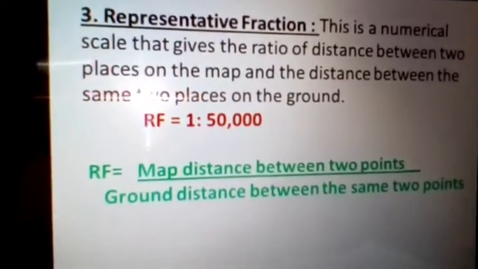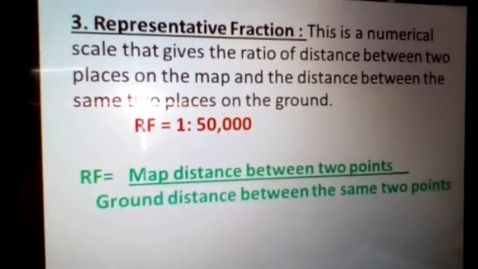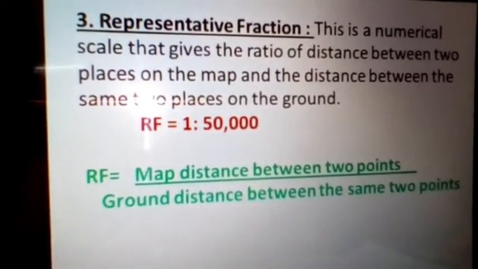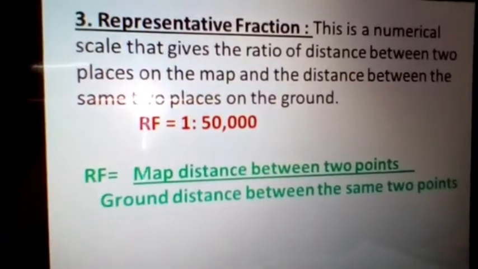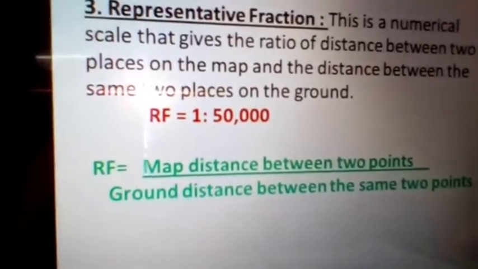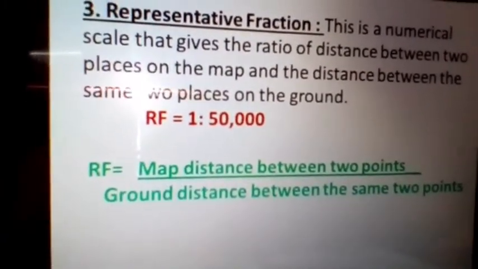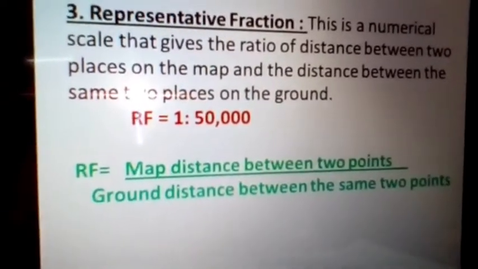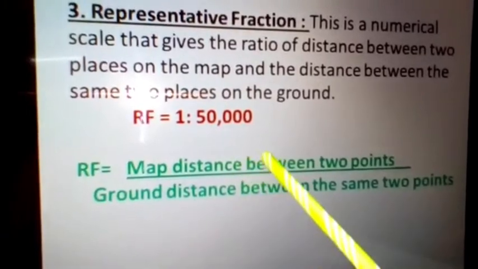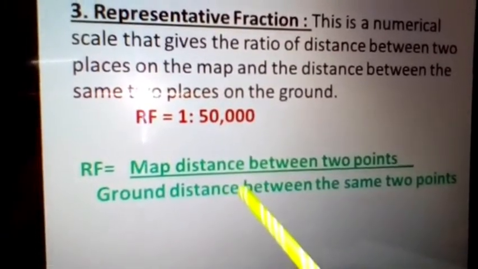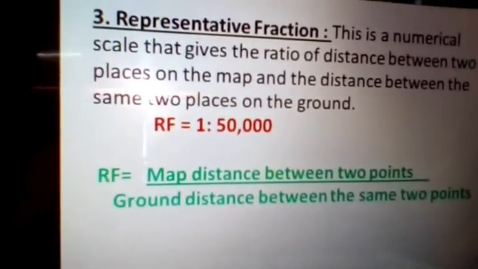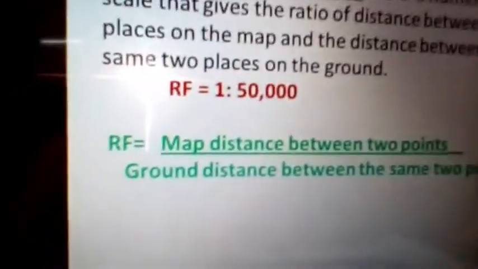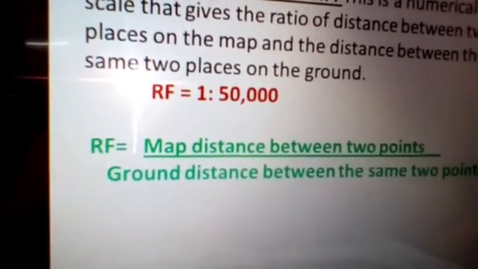The third way to represent the scale on a map is a representative fraction. Now this is a numerical fraction. That is, it is expressed in a fractional manner. Two terms are associated with the representative fraction. That is, one is the numerator and the other is the denominator. Now what is a numerator? Numerator is the number above the line in a fraction.